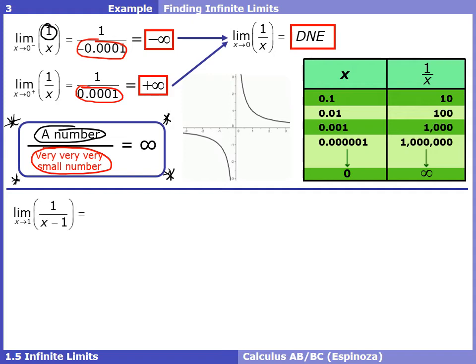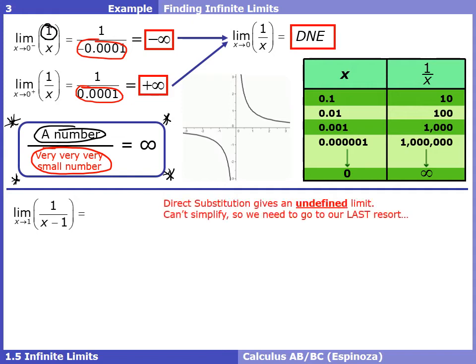Okay, so let's take a look at another example. Here we're trying to find this overall limit for 1 over x minus 1. And you can quickly see here that after we do a direct substitution, we get 1 over 0, which is undefined. So we have to go to our last resort, and that is split this limit into its two pieces, the left limit and the right limit.